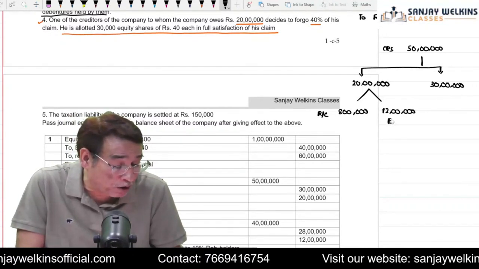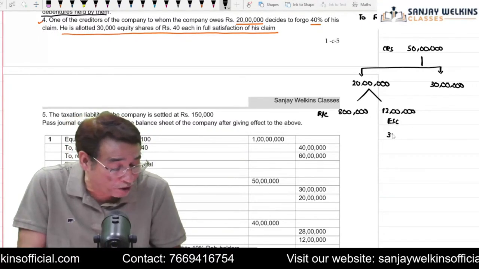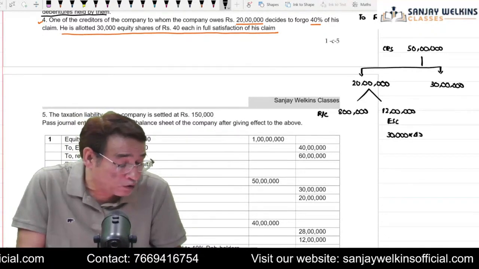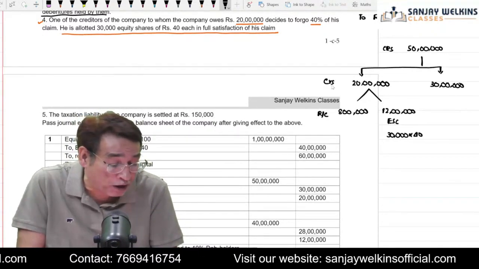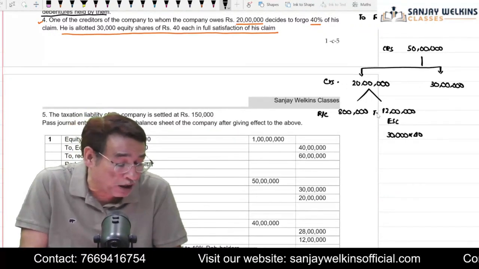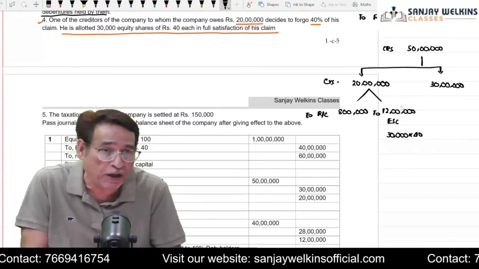He will be issued equity share capital, 30,000 equity shares of 40 each, because now our equity share is worth rupees 40 each. So your entry will be creditors account debit. You will debit 20 lakh. Then you will write here to equity share capital and to reconstruction account. Is it clear to you? This is how the entry will be passed.